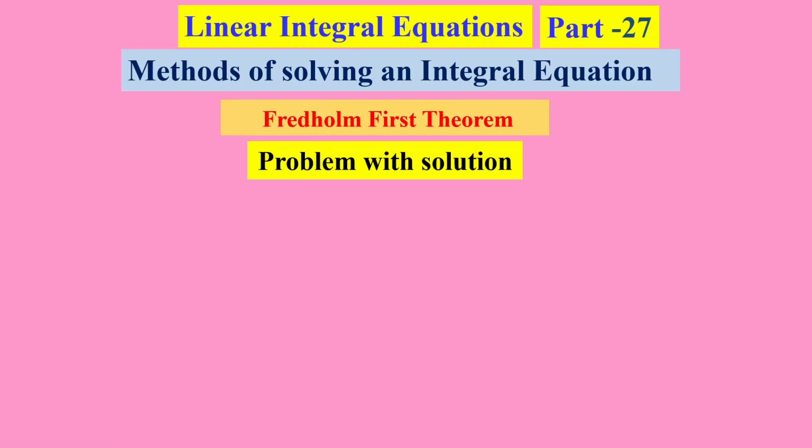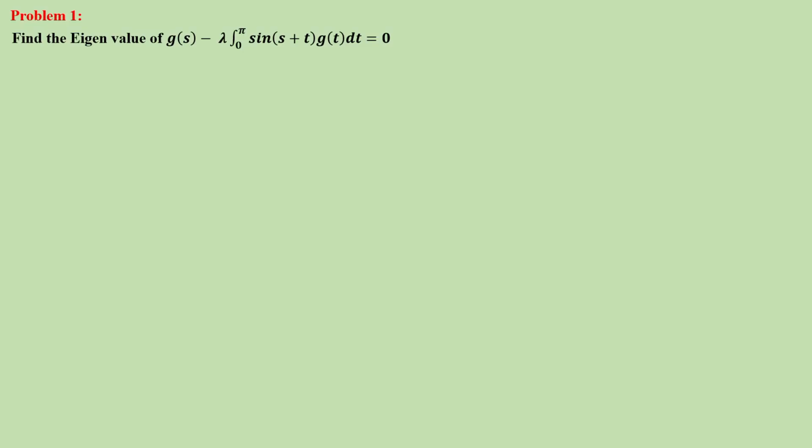We are going to solve the problem using Fredholm's first theorem. We are going to find the eigenvalue of the integral equation g(s) minus lambda integral from 0 to pi of sin(s plus t) g(t) dt equal to 0. So the given equation, taking that term to the other side, is g(s) equal to lambda integral from 0 to pi of sin(s plus t) g(t) dt. That is equation number 1.